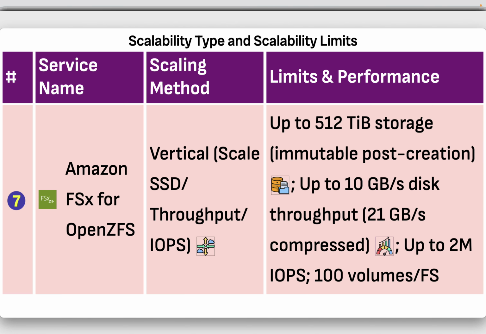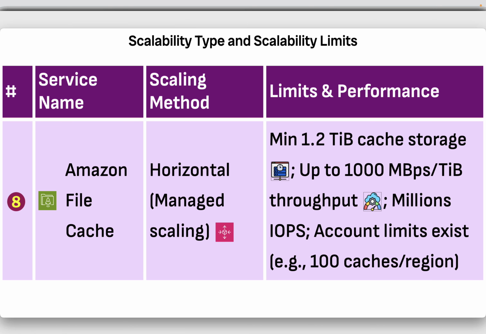Next, we have Amazon FSx for OpenZFS. Scaling is vertical, so you can scale the SSD, throughput and IOPS. Storage is immutable post creation. So basically you cannot change it once you have created it, and at that time it will be fixed. There are limits like up to 512 TB storage, throughput up to 10 GB per second disk throughput, 21 GB per second compressed, and IOPS up to 2 million. You can have 100 volumes per file system.